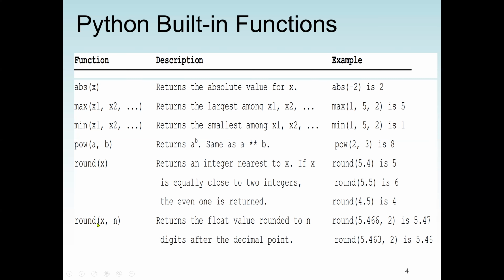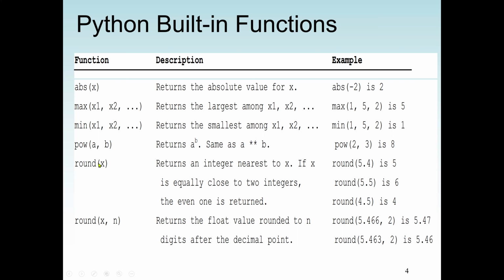We also have round with 2 arguments, x and n. This will return the float value rounded to n digits after the decimal point. So n is the number of decimal places. A very good example: I have round 5.466. We need only 2 decimal places. So it will be 5.47. 5.466 will give me 5.47, 2 digits. Here we have 5.463, so that will give me 5.46. So again, for round, x will be the value, n will be the number of digits we want for the value.